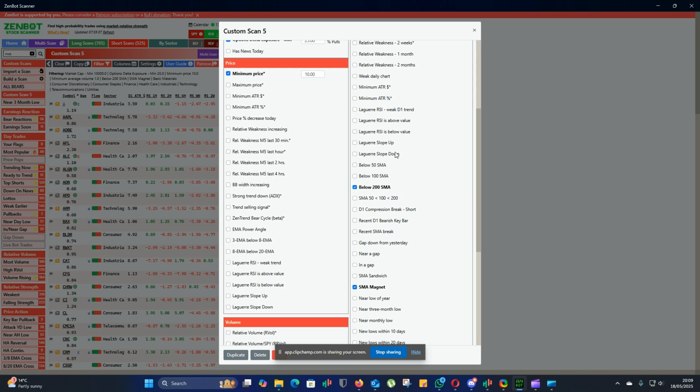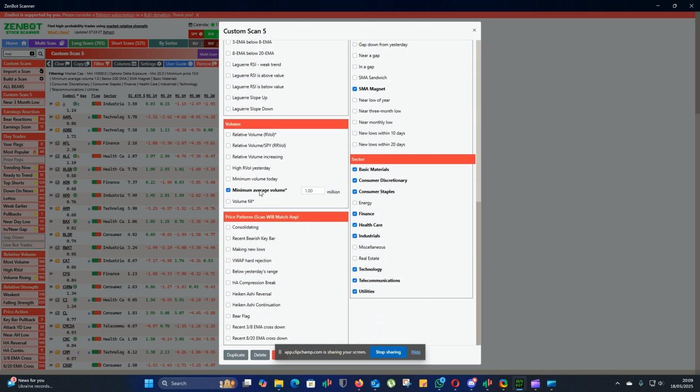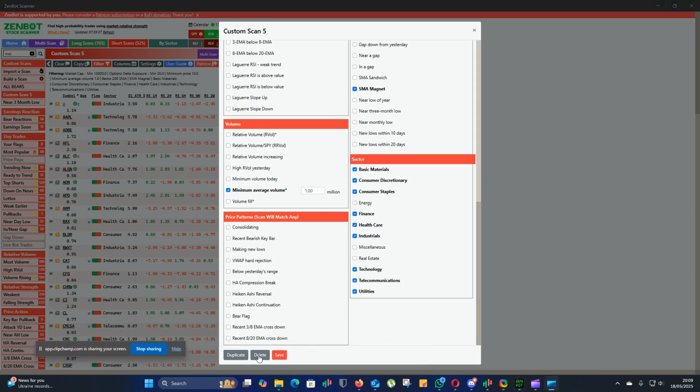Again, I've flicked around with different settings on these. This one I'm just using at the moment. These two I really like, I've been using, so SMA sandwich and SMA magnet. And yes, I use minimum average volume. I want some liquidity to get in and out of these positions. And real relative volume I usually have turned on, but not at the moment, because over the weekend sometimes there isn't some RVOL, and the RVOL measurement data's updating basically. And I've excluded some specific sectors that I'm not particularly interested in at the moment.